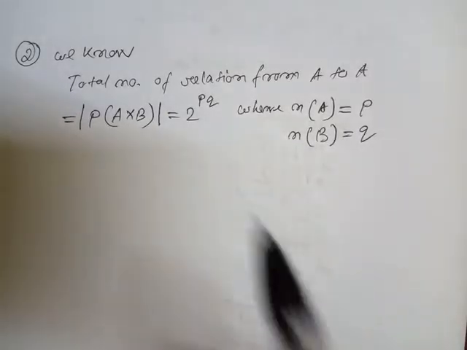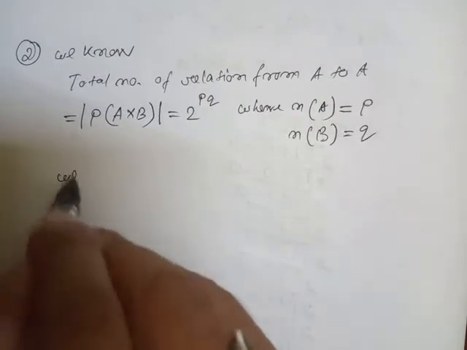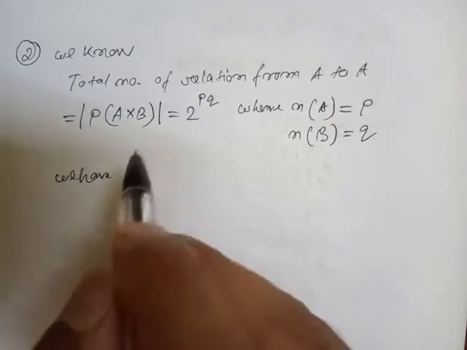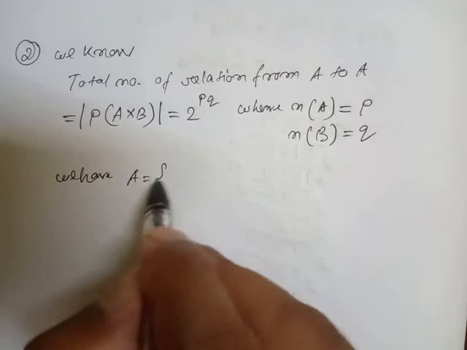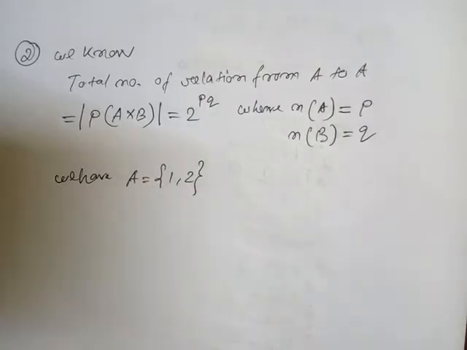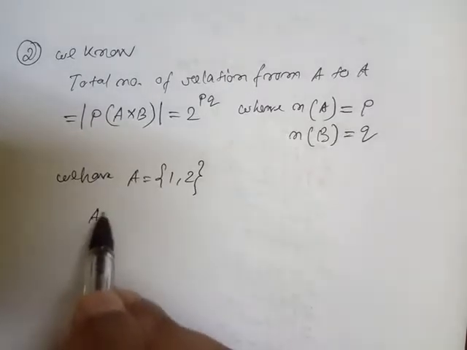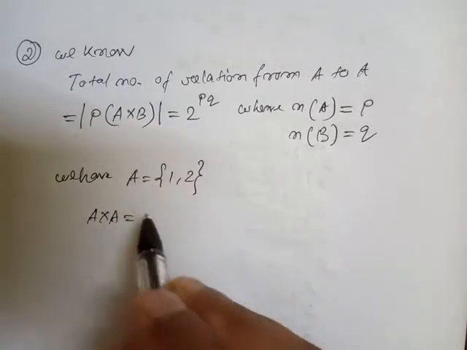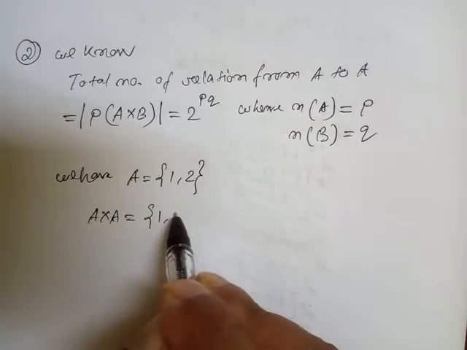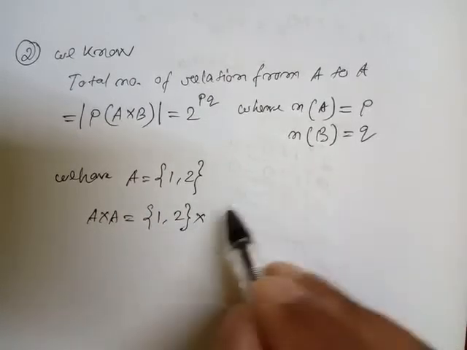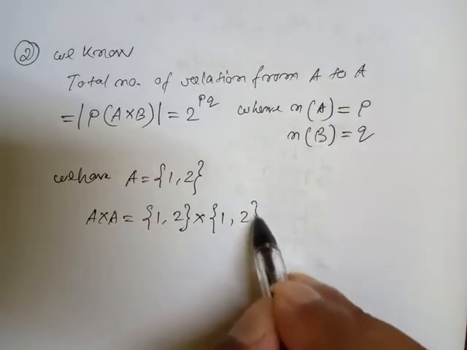Now after that we have, what is the element of set A equal to {1, 2}. This is the main question, meaning the elements of set A. Now A product A would be {1, 2} and {1, 2} again.